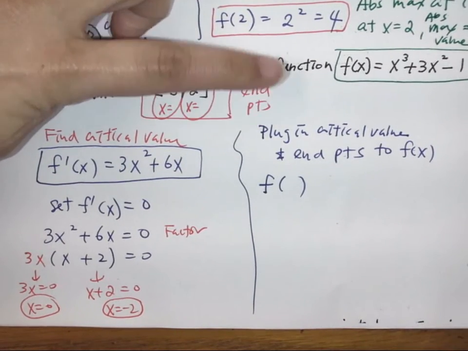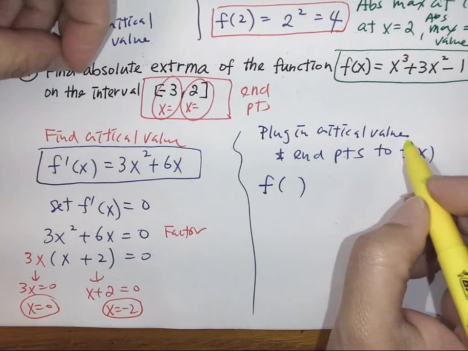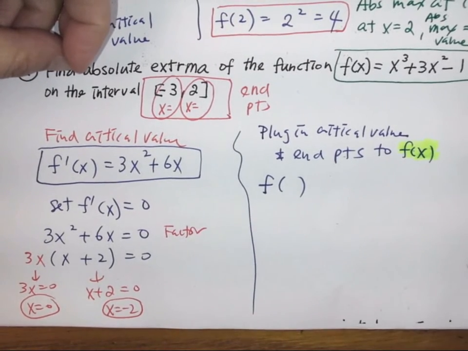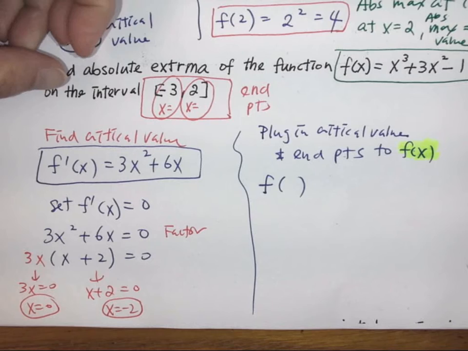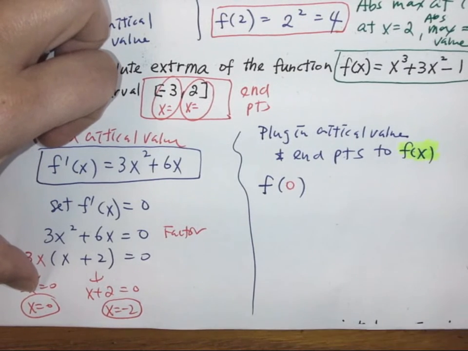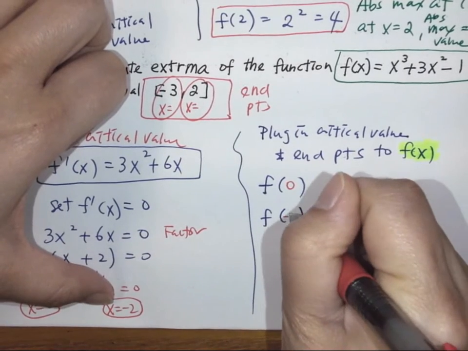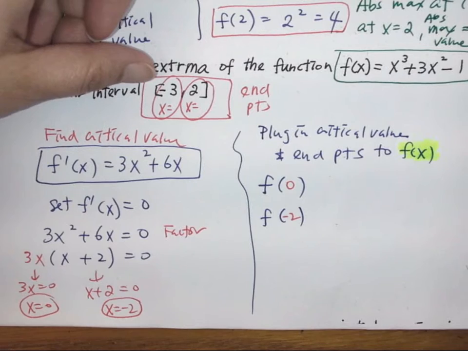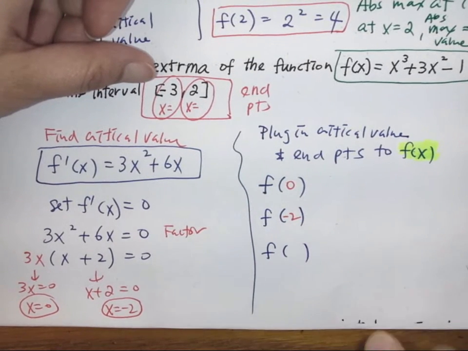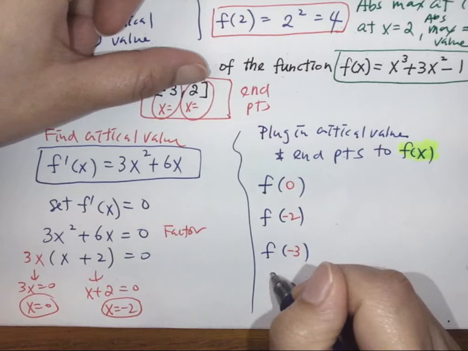So I'm going to need to plug those numbers into my original function. So just be careful. You're supposed to find the actual y value from the original function. But this time we have 4 numbers. We have 0. I should put them in order, but I didn't. Sorry about that. I have -2. Those are the critical numbers. And I also have my endpoints, which are -3 and 2.